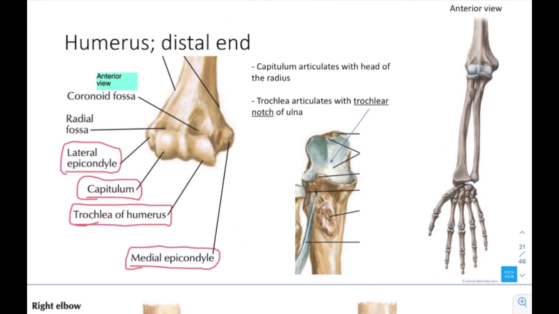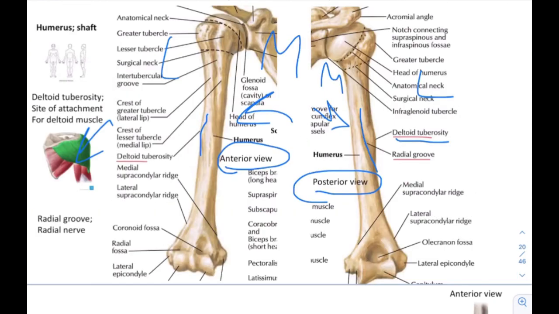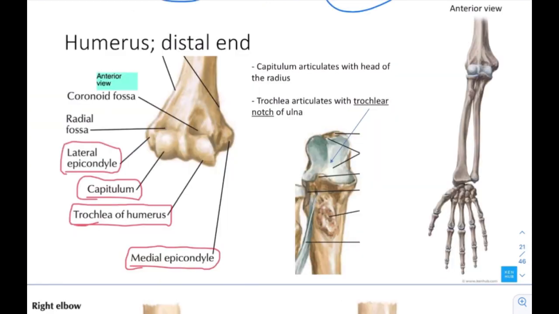Okay, so let's talk about the distal end of the humerus. So the distal end right here. We're going to be talking about this area. Again, this is an anterior view, by the way. So we're looking at the anterior view of the arm. This is the lateral epicondyle. This is the medial epicondyle. This is the capitulum, and this is the trochlea.